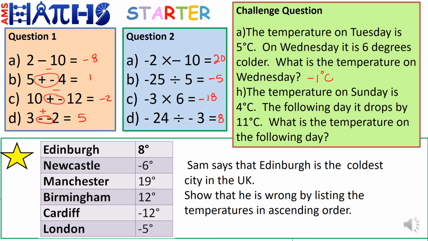Then the temperature on Sunday is 4 degrees Celsius. The following day drops by 11. What's the temperature on the following day? So we're at 4 degrees and we're counting back 11 towards the negative side as it has dropped, meaning it's got colder. So that is going to be minus 7 degrees Celsius.